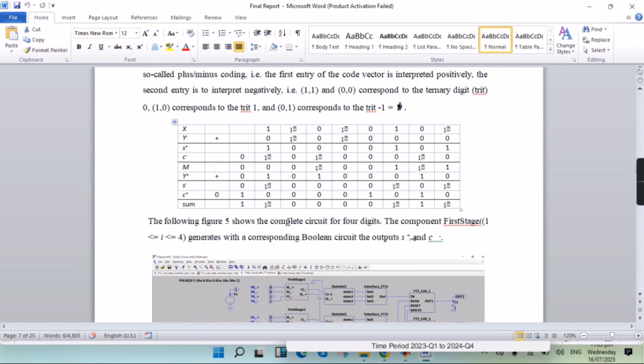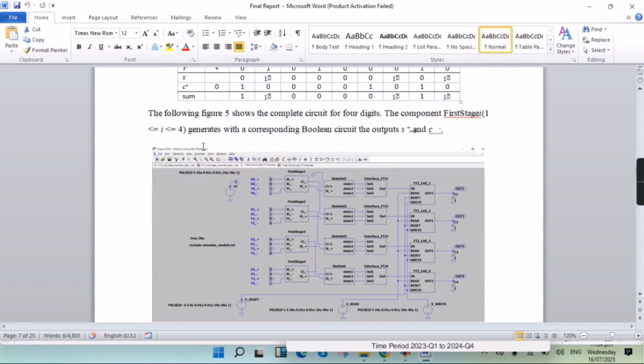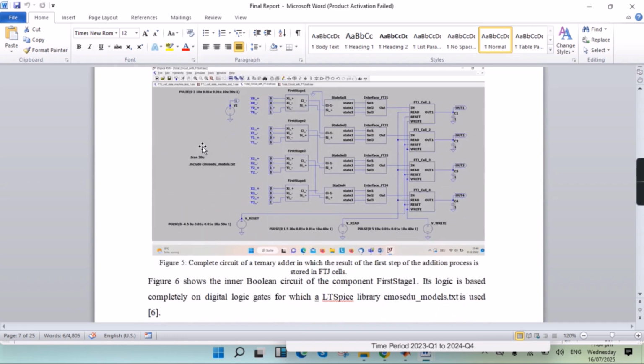Yes, this table also presents the 4-digit circuit and its different stages. Like this table represents the digital logic tables of the full adder based on this circuit. Okay, these are the different stages like first stage, stage 2, stage 3 and stage 4. Then state set 1, 2, 3, 4 and 5. Then FTG cell 1, 2, 3, 4 and the same case interface of FTG 1, 2, 3 and 4.